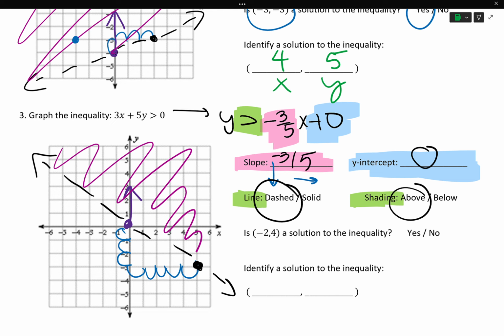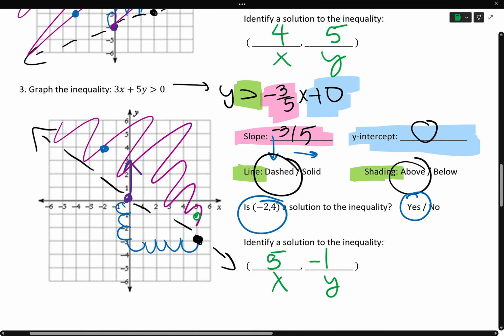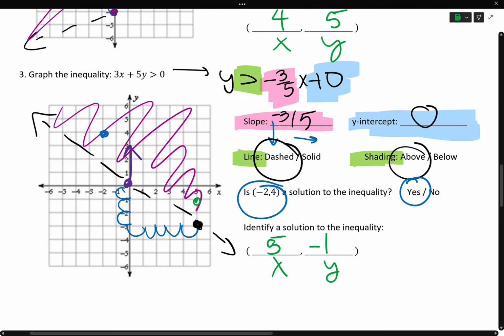That's actually pretty cool. All right, let's see if -2, 4 is a solution. Let's graph it, -2, 4. Yeah, it looks like it is. And then let's pick any random point. I feel like that one. 5, -1. Perfect. Now, what we're going to do next is go from the graph to the inequality instead. So we're going the opposite direction.